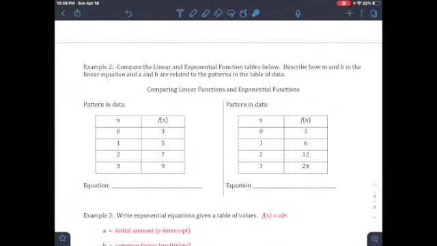Compare the linear and exponential function table below. Describe how m and b in the linear equation, and a and b in the exponential equation, are related to the pattern in the table of the data.